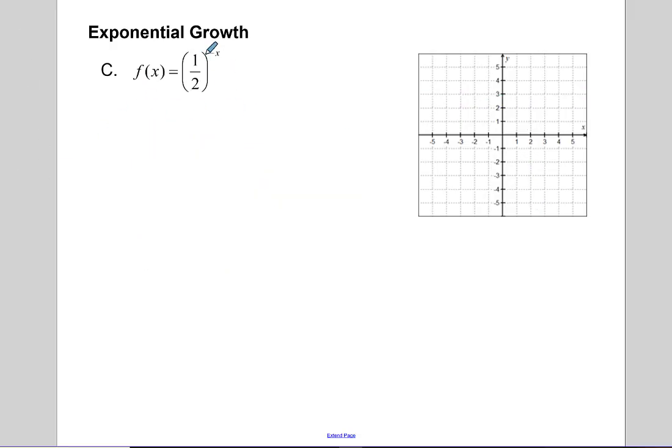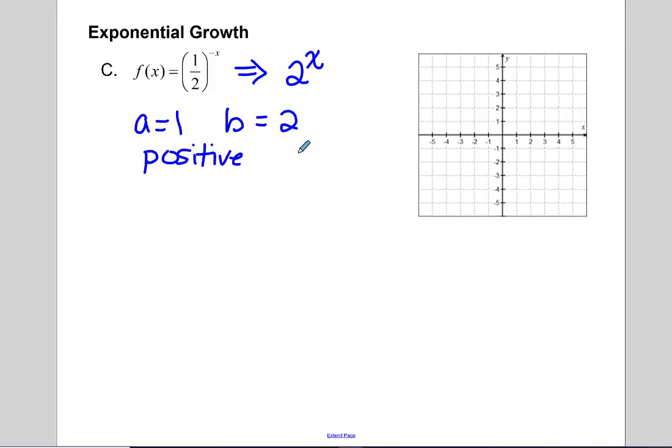All right, letter C. We have to first remember to resolve the negative on the exponent. So our function isn't 1/2 for the base. Our function is really 1/2 to the -1, which is 2 to the +1. So this is going to be positive growth because A is 1 and the base is 2. So we have positive growth. So that graph's going to look like that. Horizontal asymptote is at 0.